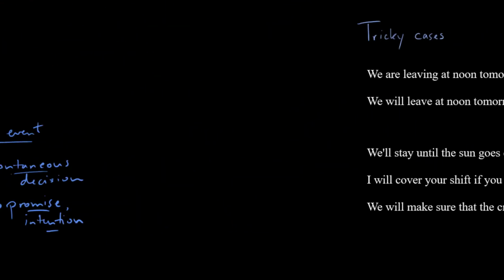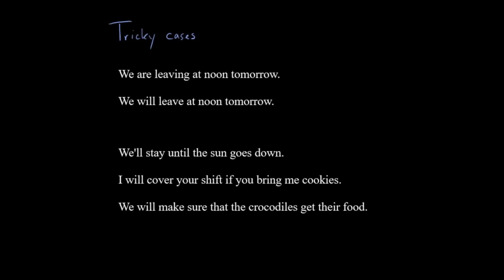Now the last thing we'll cover here is just some tricky cases. So in the first case, we have two different ways to say something similar. And what we're talking about here is events that are prearranged. So let's just write this as prearranged events. Let's say that you are scheduled to take a plane the next day, and you say, "We are leaving at noon tomorrow." For these prearranged events, we are less likely to use the future simple tense.